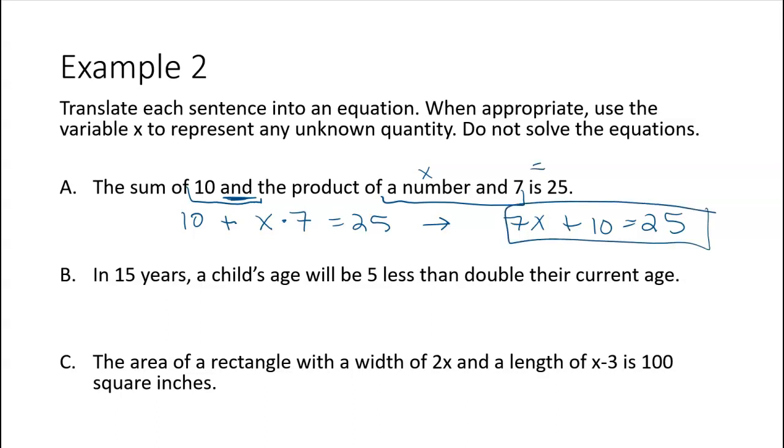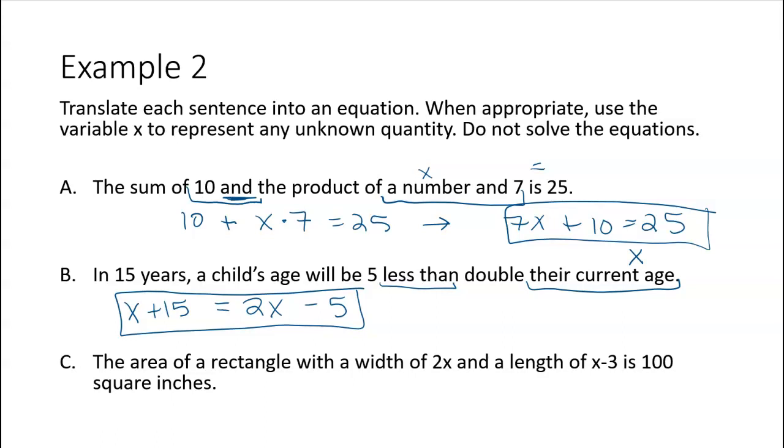In 15 years, a child's age will be 5 less than double their current age. Okay. In 15 years, the child's age, we don't know the child's age, will be 5 less than double their current age. So actually, let's make their current age x. So in 15 years, so 15 from now, they're this old now, and then in 15 more years, it will be 5 less than, remember less than is a little bit funny, double their current age. So double their current age, but 5 less than that.